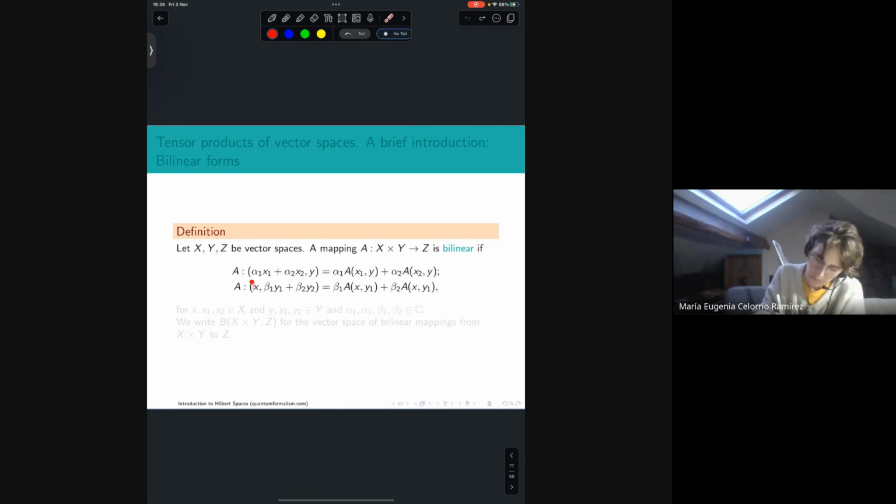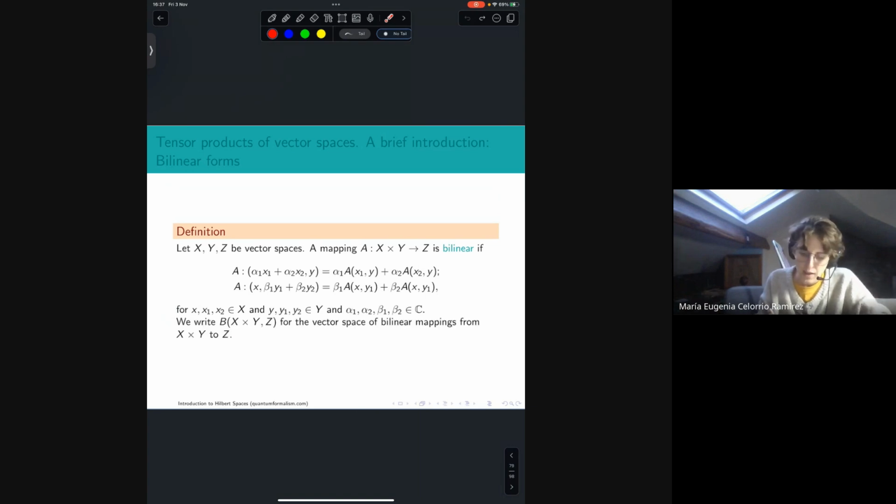and we can do the same in the second variable. So A applied to x and b1 y1 plus b2 y2 is the same as b1 times A x y1 plus b2 times A x y2. Sorry about that. We write B of X times Y, Z for the vector space of bilinear mappings that go from X, Y to Z. And whenever Z is the field, we don't write it. We just forget about it.